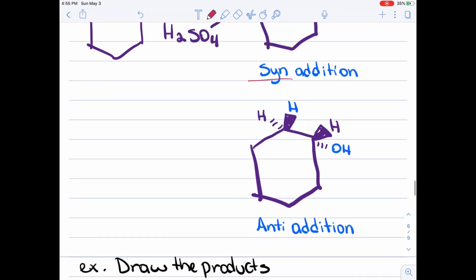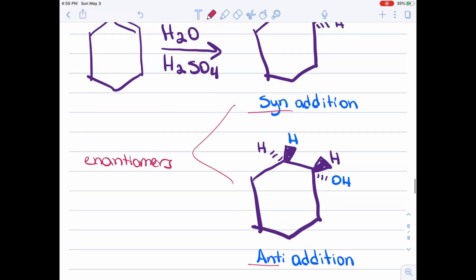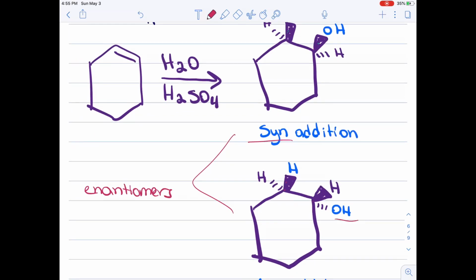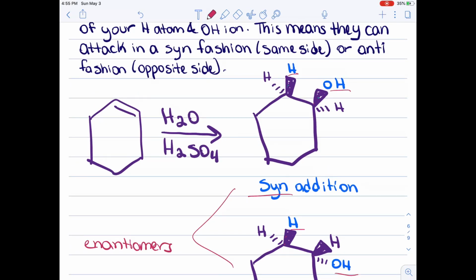If it's on opposite sides, you'll have an anti-addition. In this instance, your hydrogen atom attacks from the front, while your alcohol group attacked from the back. These are your enantiomers. Notice how your groups aren't on the same sides in both of these molecules.